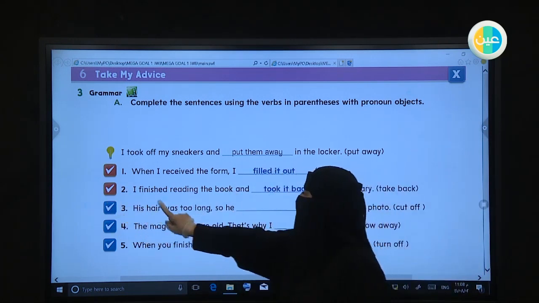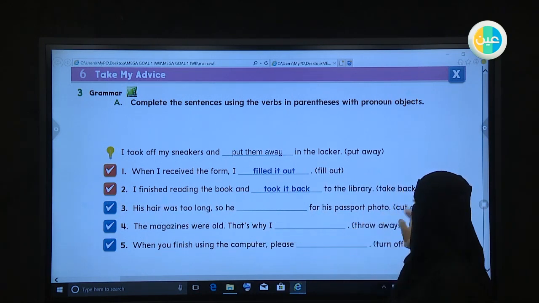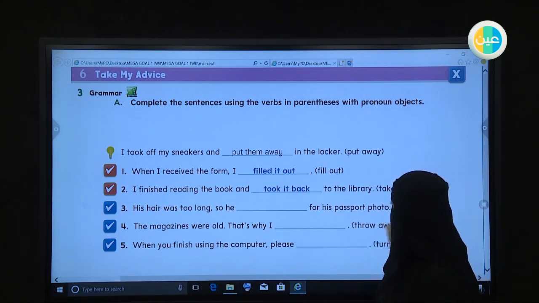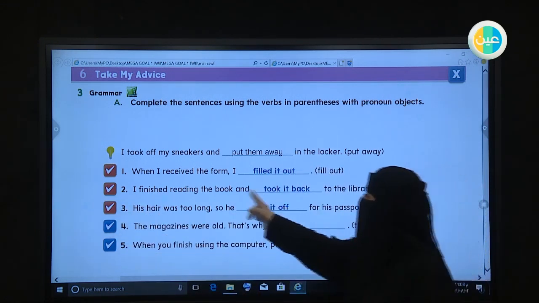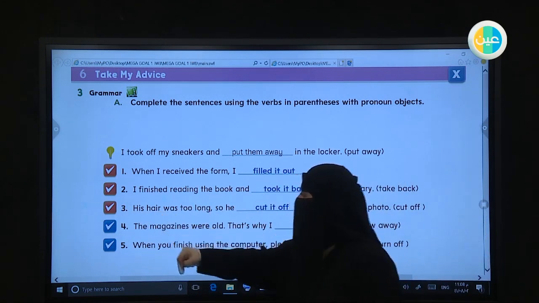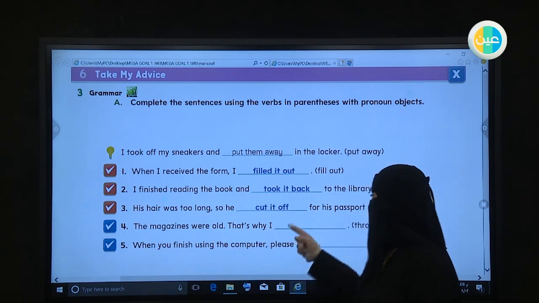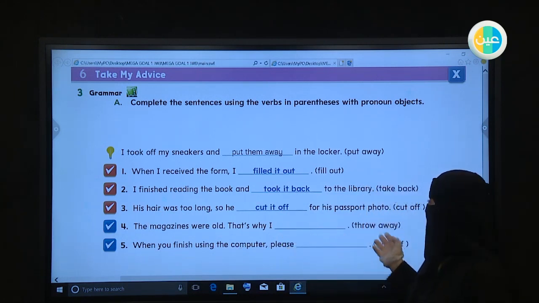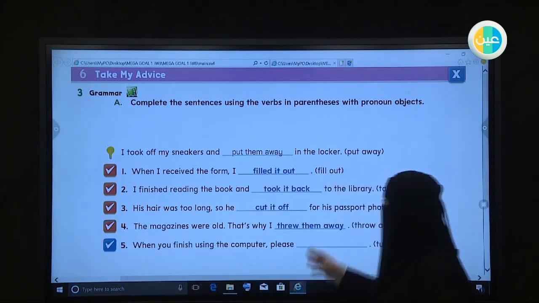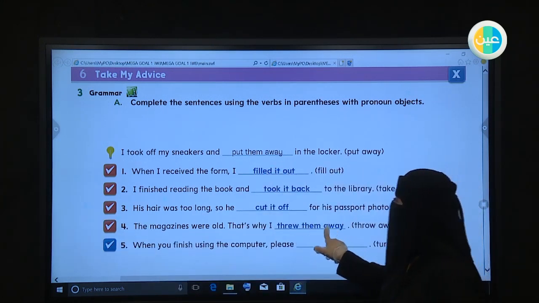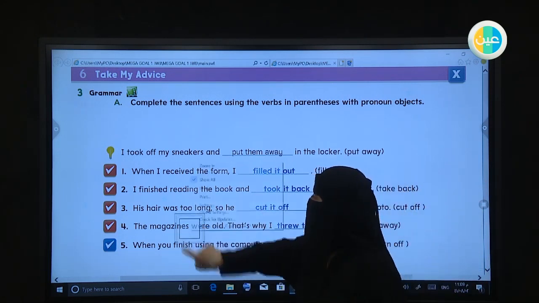Number 3, his hair was too long, so he space for his passport photo. Cut off. Cut off here belongs to hair. Let me check the answer together. Cut it off. So it here goes back to hair. Number 4, the magazines were old. That is why I space throw away. So the answer for it is throw them away. Them belongs to magazines and they give it plural because magazines is already plural with S.